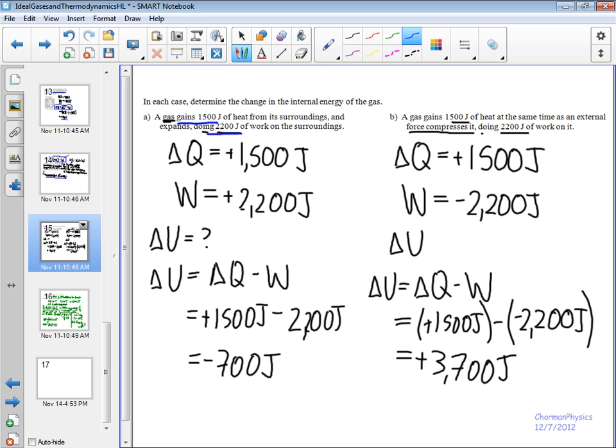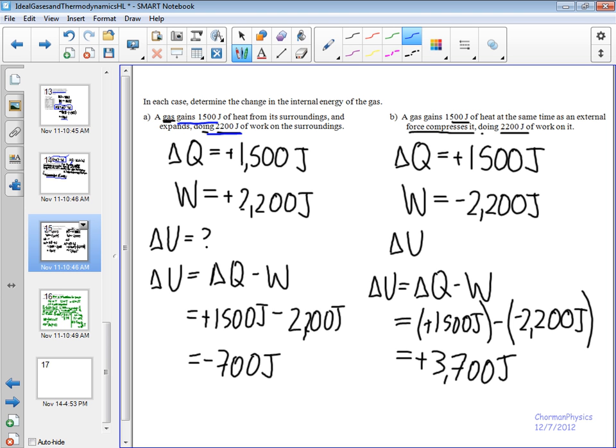We see it's negative 700 joules, so the internal energy of the gas decreases because of the work it did in its cycle. For B, again, same thing, just determining the sign, and now we're doing work on the gas, so we see that that work is negative, and when we substitute it into the first law equation, we see that the change in internal energy of the system is positive 3,700 joules.